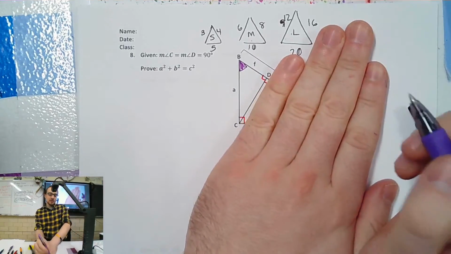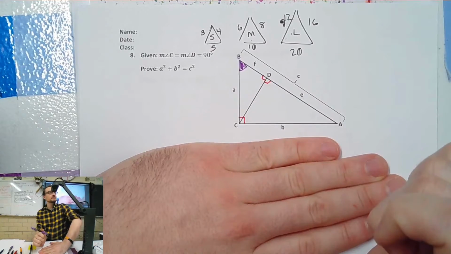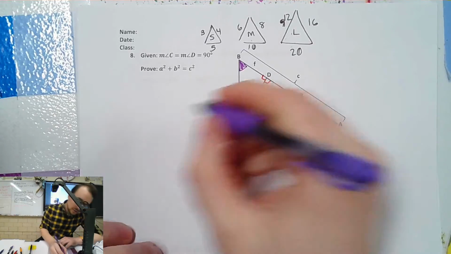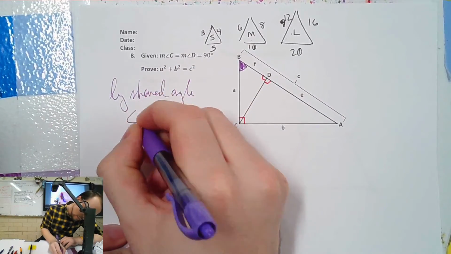See how the small triangle has angle B? See how the big triangle also uses angle B? They share that angle. So we can say by shared angle, angle B is congruent to angle B.